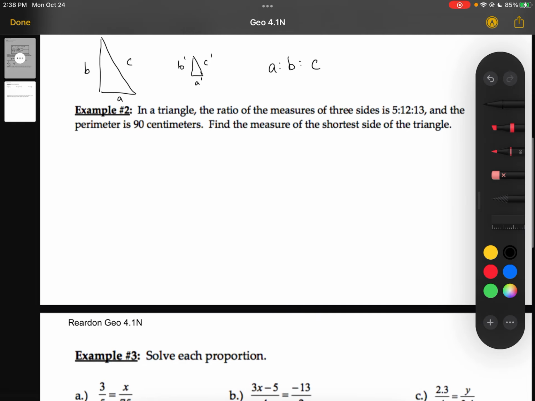So question 2 shows us an example of how we apply this to triangles. We have our side relation of 5 to 12 to 13, and it tells us that all of these things, if we add them up together, get us 90. So what it's saying is we have 5A plus 12B plus 13C, and if we take all of these things, we know that it has to add up to 90.